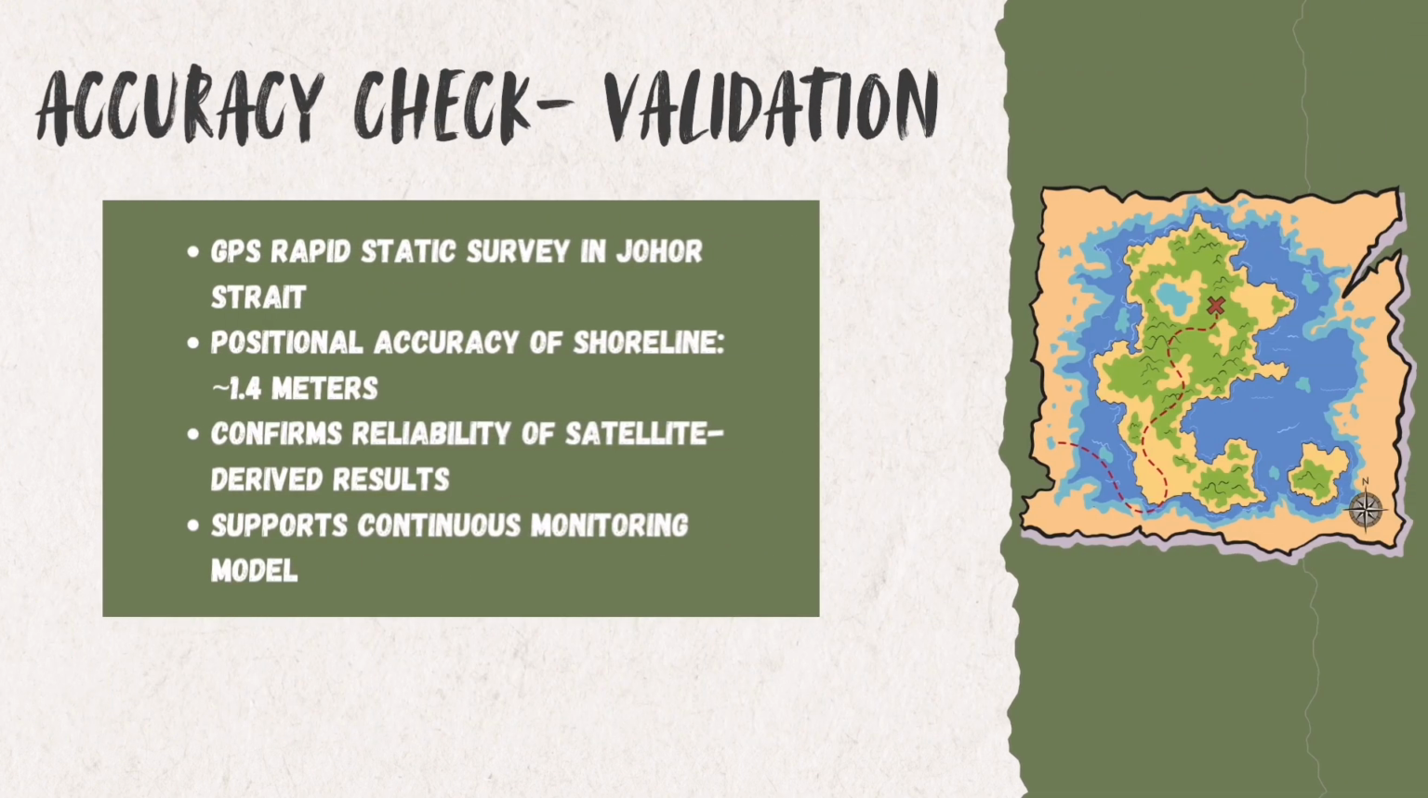Accuracy check and validation. To confirm the accuracy of our data, we compared the satellite-derived shorelines with GPS rapid static survey data from the Johor Strait. The results showed an average positional accuracy of 1.4 meters. This proves that satellite-based monitoring is a reliable and cost-effective method.